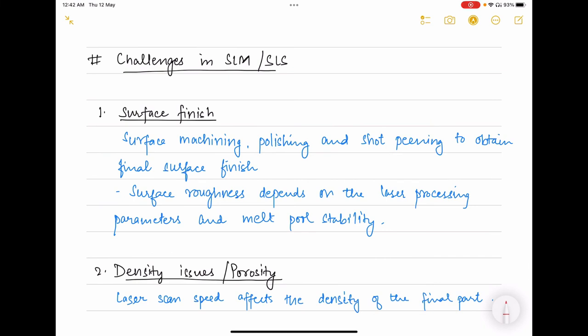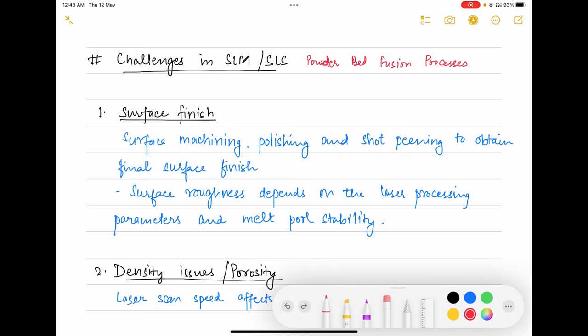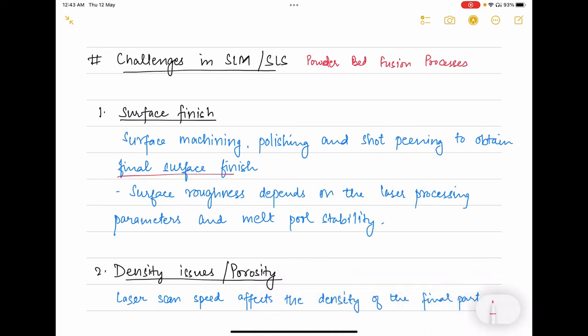Now we face certain challenges in SLM or SLS, commonly called powder bed fusion processes. First is surface finish. Surface machining, polishing and shot peening are required to obtain the final and finer surface finish, because the inherent surface finish is very poor.